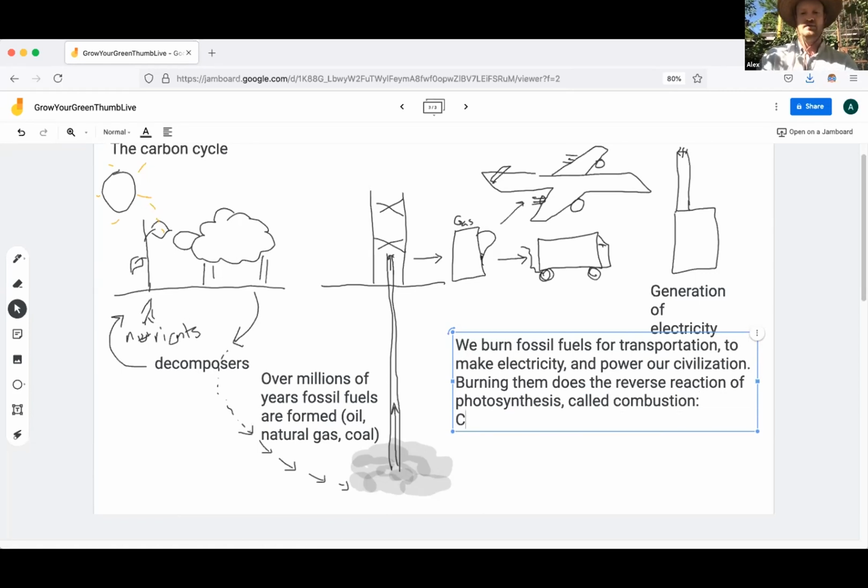And so we take something like a C6H12O6 plus 6O2, oxygen, and that gives us back our 6 carbon dioxide and also produces water. So it's basically the reverse reaction. And the issue is that these processes are out of balance.